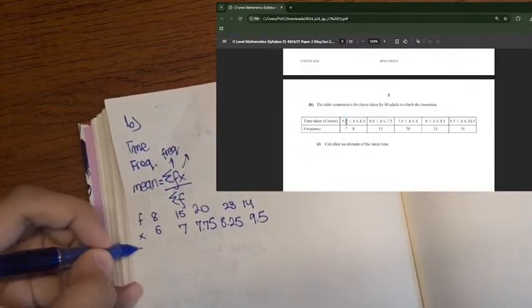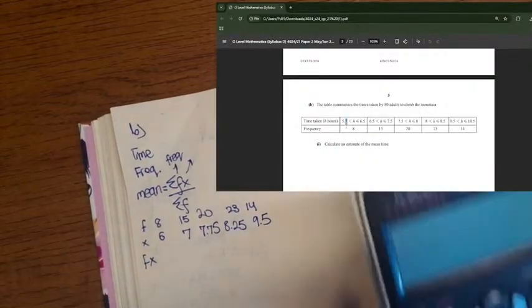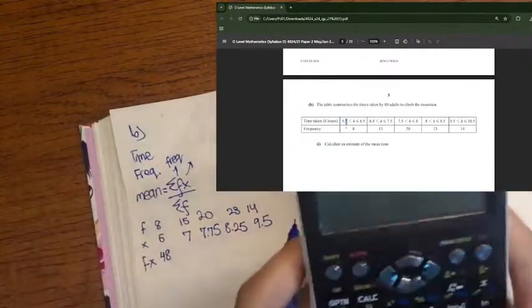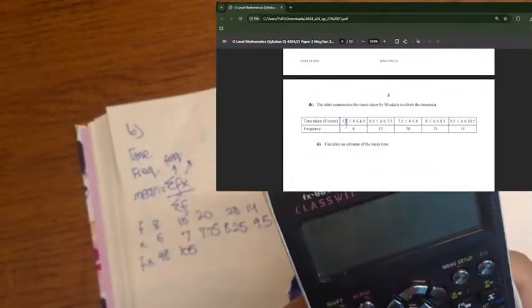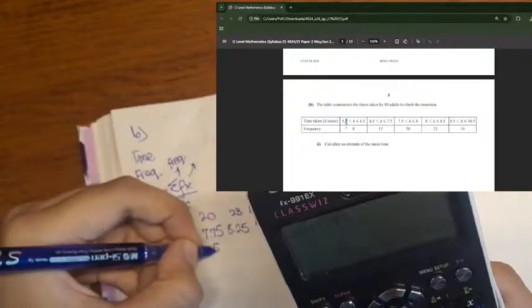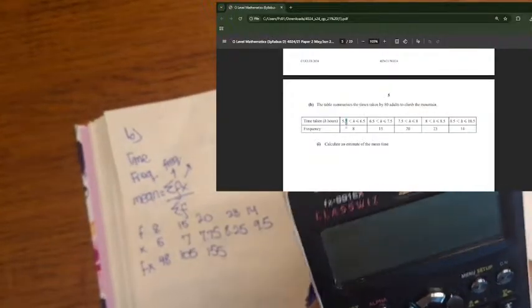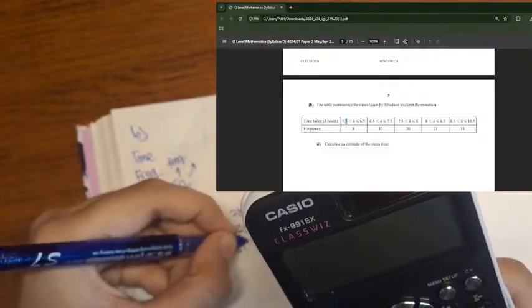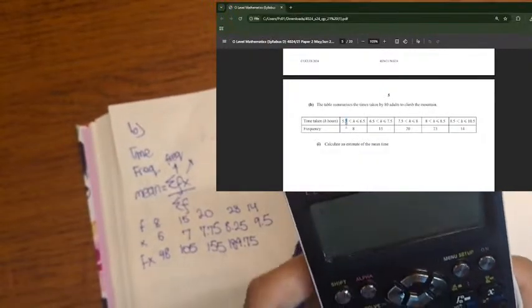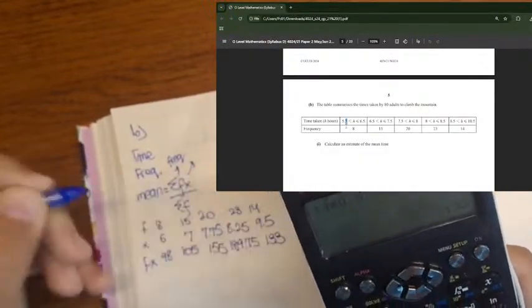We'll just find fx now. So what we'll basically do is multiply both of these. 15 times 7 is 105. 20 times 7.75 is 155. 23 times 8.25 is 189.75. And 14 times 9.5 is 133. So now we have all of these values.